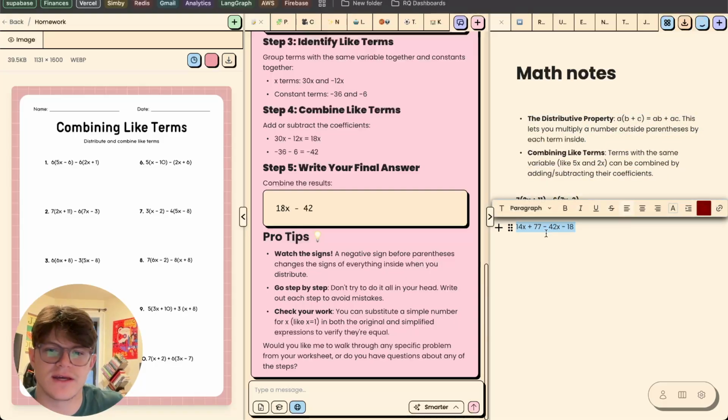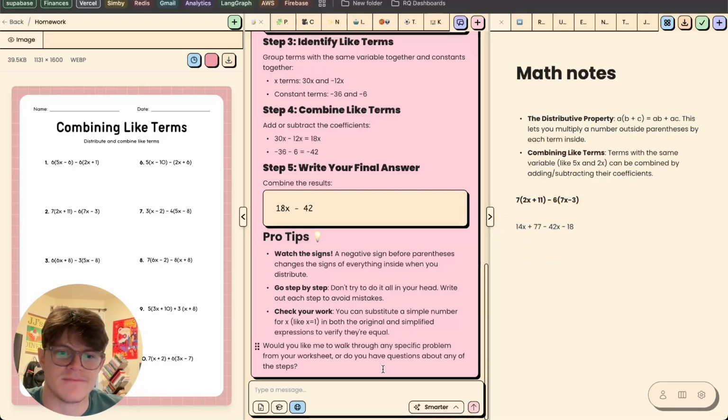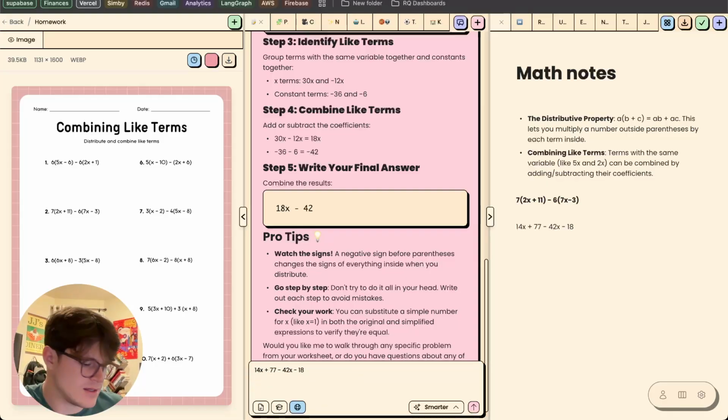So what I'm going to do actually is ask Simby for some help on this next step here. So I'll say on problem 2, I'm a little stuck here. Can you help me understand what the next thing to do is?